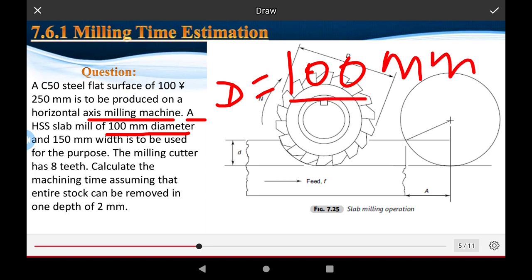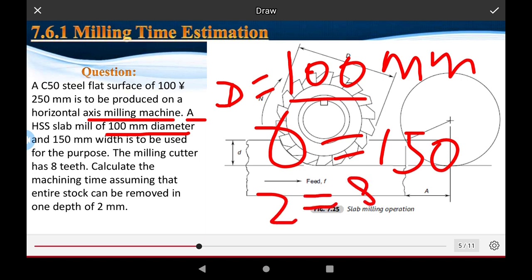And 150 mm width. The milling cutter has z equal to 8 teeth. Calculate the machining time, assuming that the entire stock can be removed in one depth of cut of 2 mm, small d equal to 2 mm.